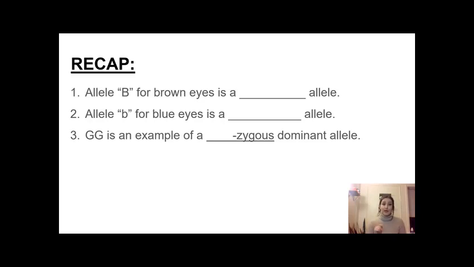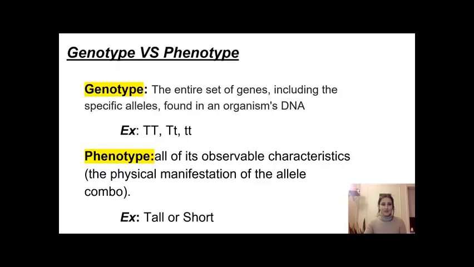Awesome. Now, last one might be a little tricky. Big G is an example of a blank zygous dominant allele. Big G, are they the same or different? Exactly. They're homozygous dominant. Good job, guys. You guys are doing awesome.